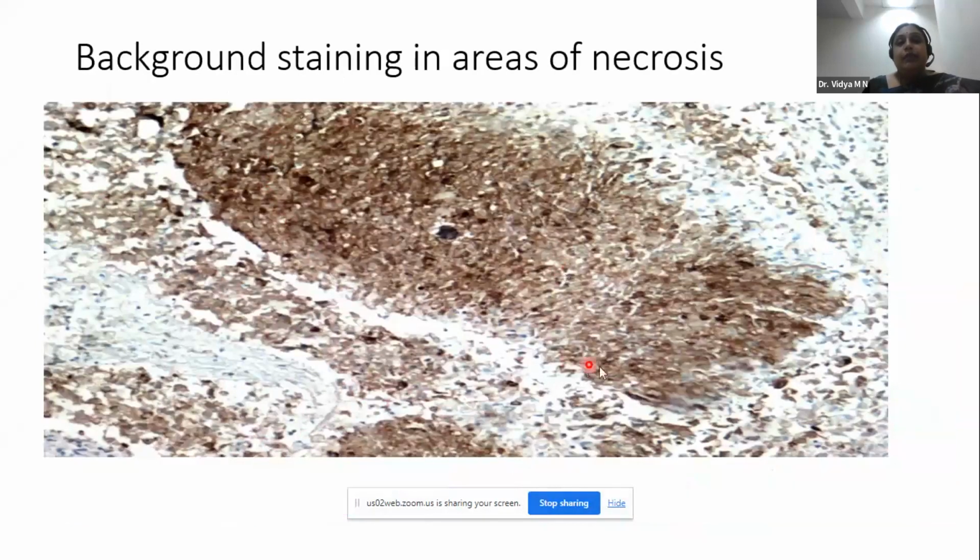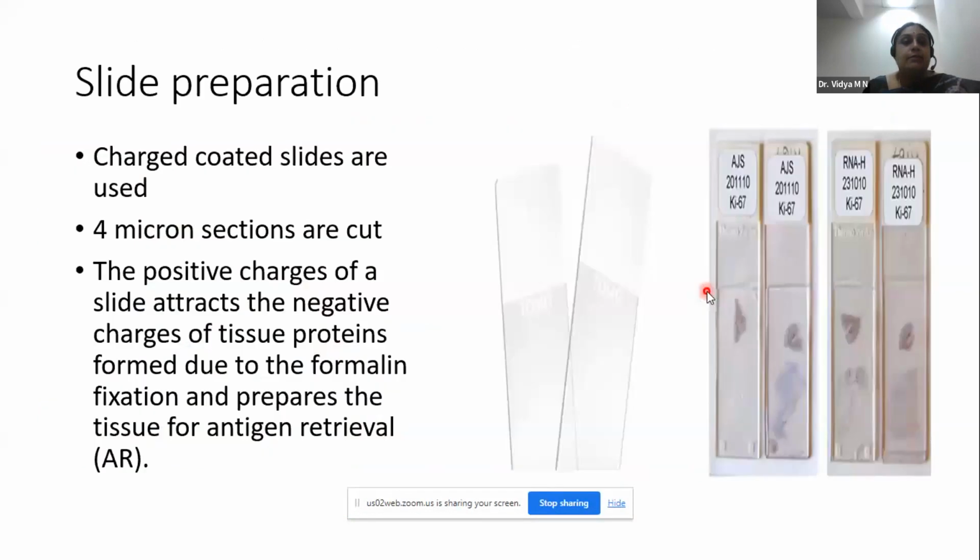This is an example of background staining. The necrosis areas definitely take up a lot of DAB staining. Here we cannot make out, and for an inexperienced eye, they may consider the presence of this DAB precipitate as a positive reaction, and we may release a false positive report in these cases.